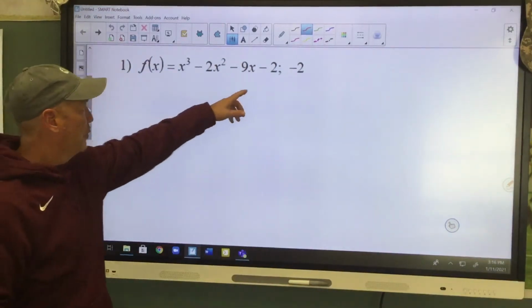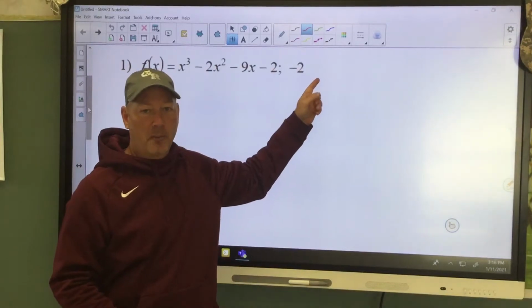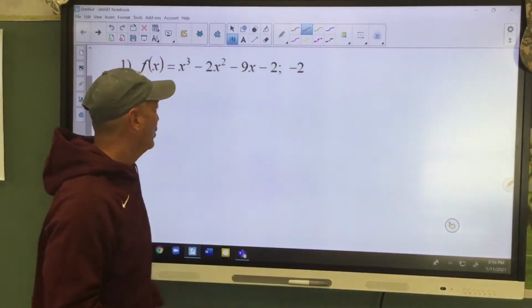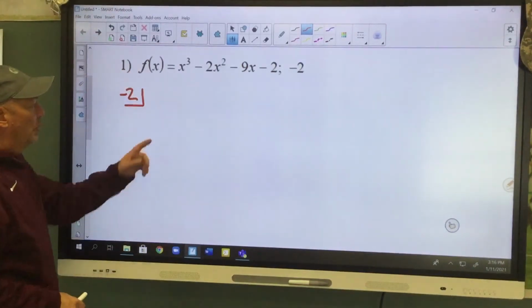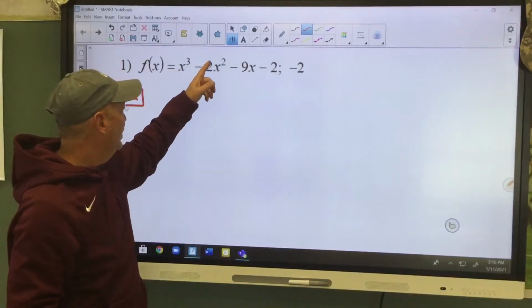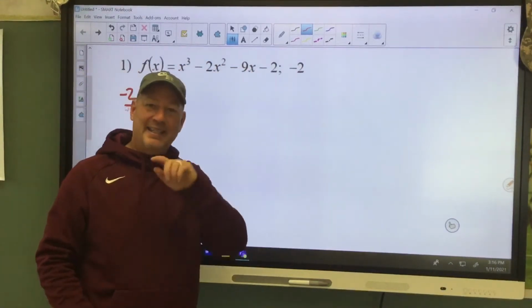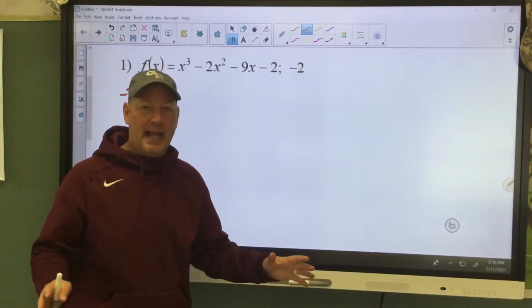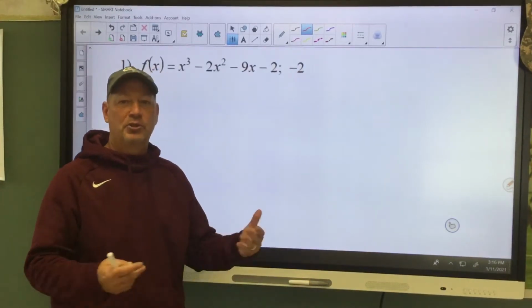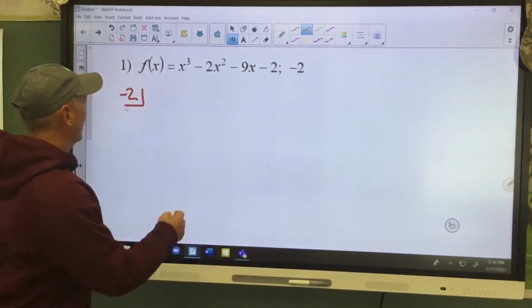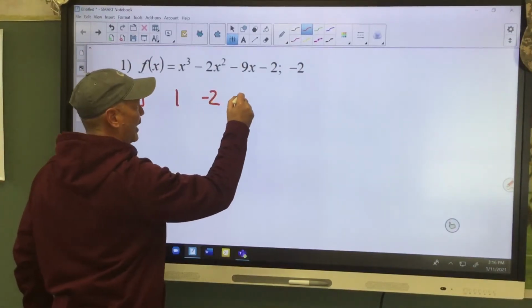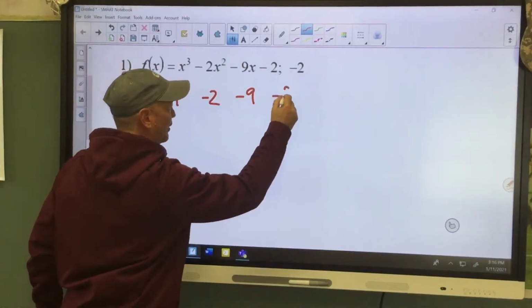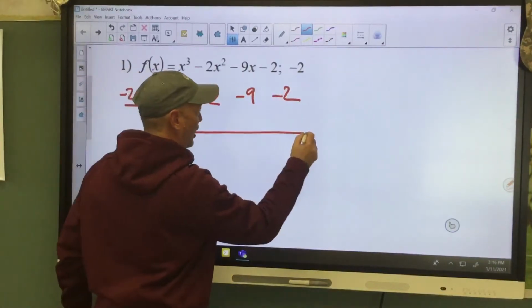All right, here's the situation. They already told us what we're going to put in our bracket. We don't have to figure out or calculate what to put in our bracket. We're going to use the -2 in our bracket. We check our exponents, 3, 2, 1. We're in descending order. We don't have any gaps. We don't need to put any zeros. So we jump into the synthetic division. We have a 1, we have a -2, we have a -9, we have a -2. Draw our line.